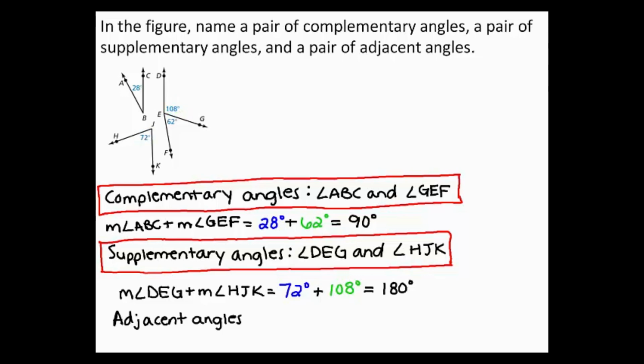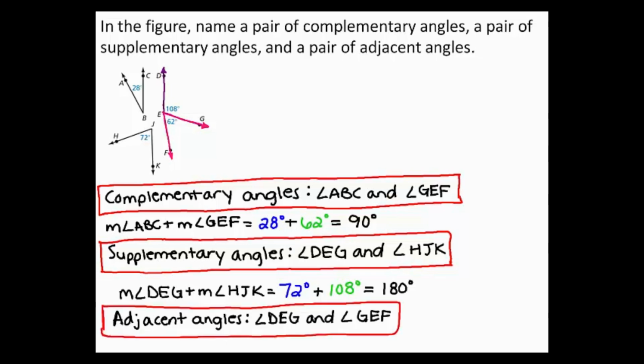Finally, adjacent angles are two angles that share a common vertex and side but have no common interior points. From the figure, you can see that angle DEG and angle GEF share a common vertex E and a common side ray EG but have no common interior points. Therefore, angle DEG and angle GEF are adjacent angles.